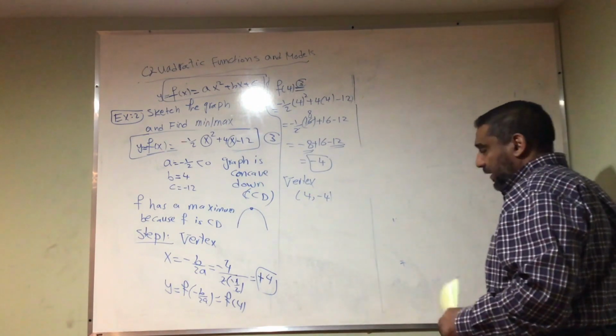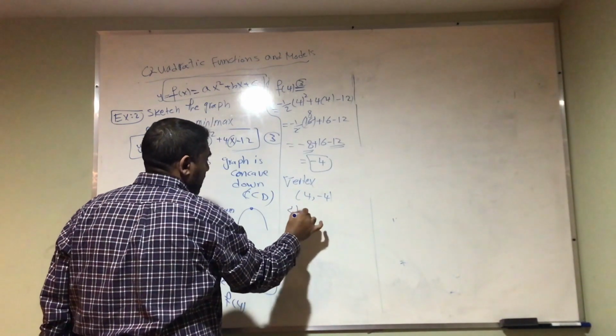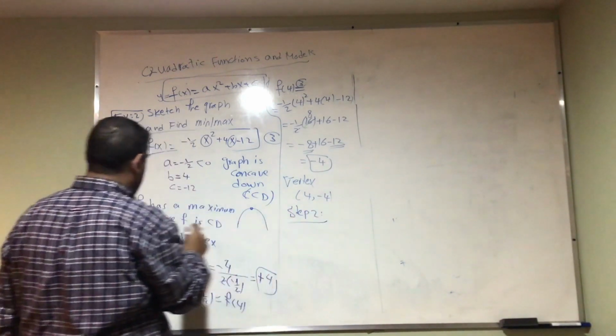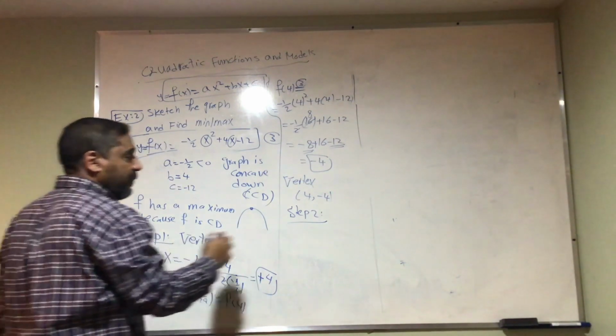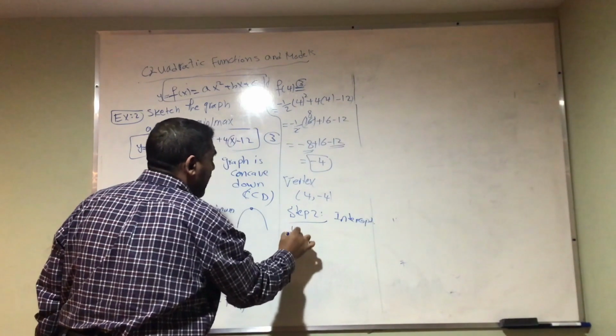So what I have here, guys, is step number 3. That's step number 2 here. I have step number 1 to find the vertex. Step number 2, I have to find the intercept. All right? So what is the y-intercept here, guys?